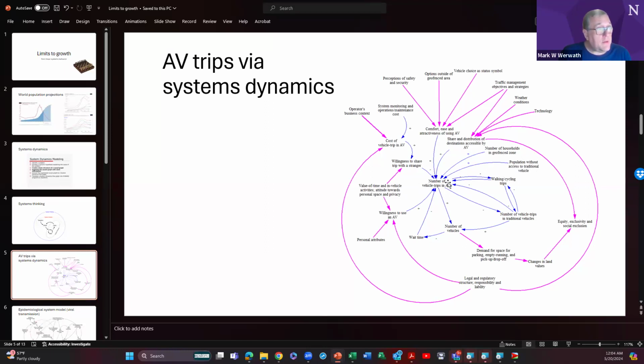Each of these has a positive or negative impact on the number of trips, okay? If you can do a lot of walking and cycling trips, that will have a negative impact on the number of AV trips, right? If you have, for example, a willingness to share a trip with strangers, that too will have a negative impact on the number of vehicle trips. The share and distribution of accessible AVs will have a positive impact, and the number of households, as that increases, that too has a positive impact.